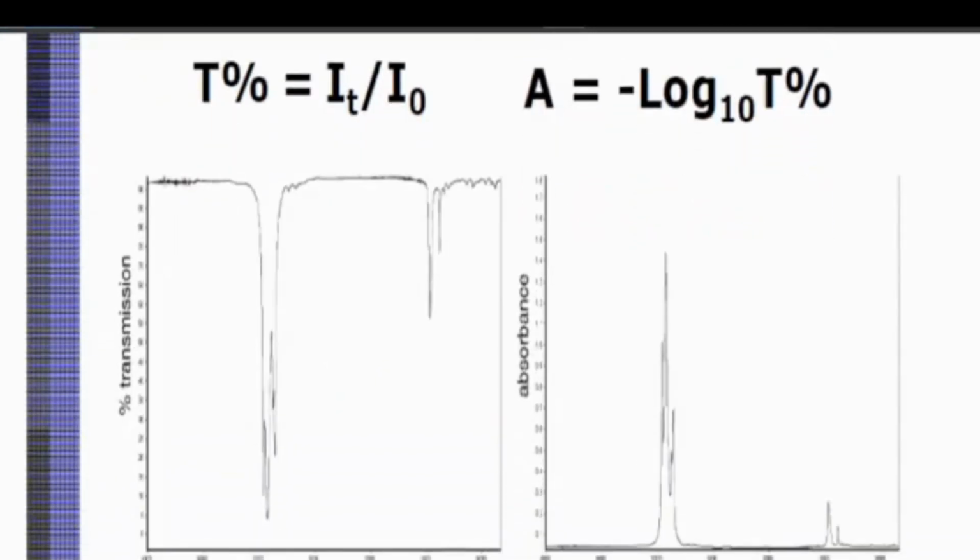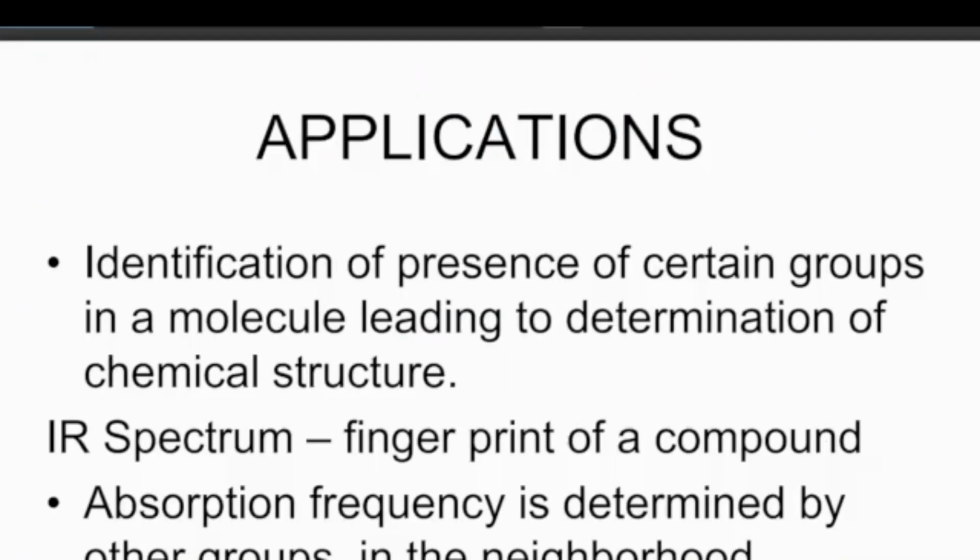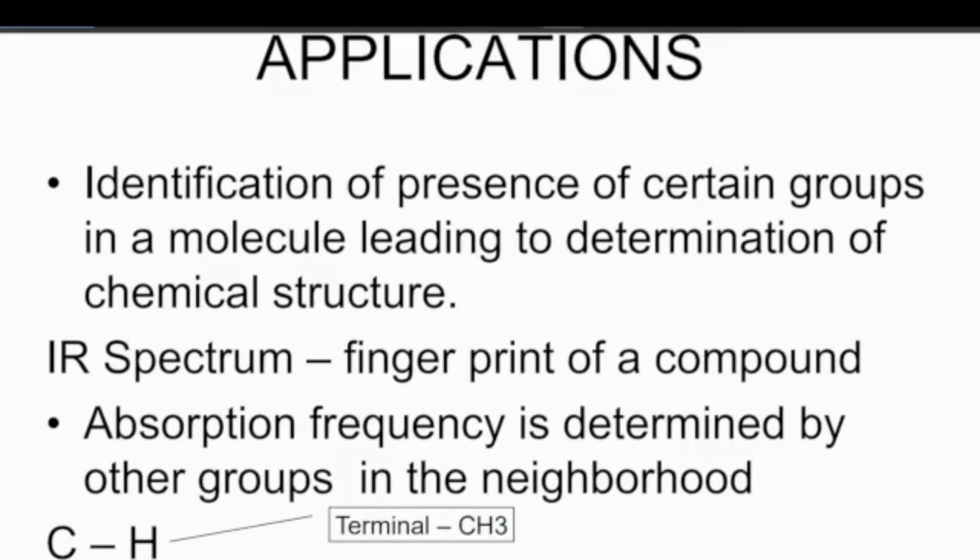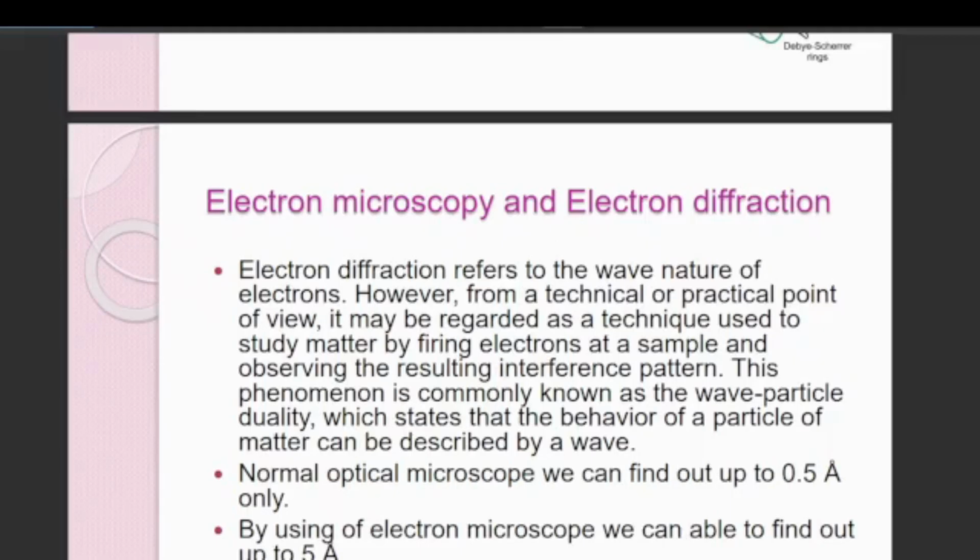So in this, you also do functional group analysis, like you can see the peaks, and you can determine which region the peak is coming from. So what is the application? The application is used to identify certain groups in a molecule, leading to determination of the chemical structure. So you can determine these chemical structures individually. So this is about this topic.